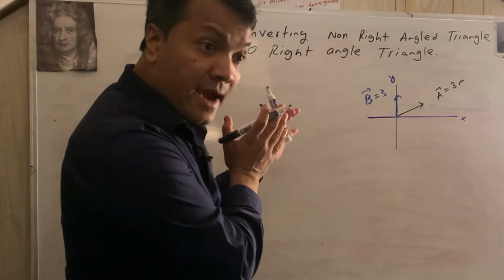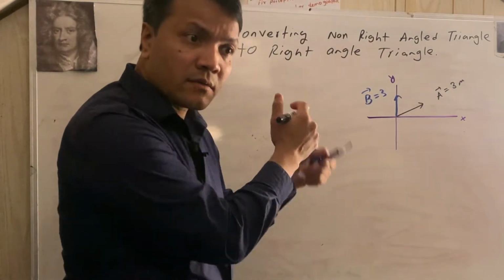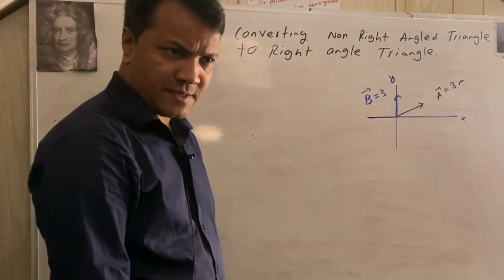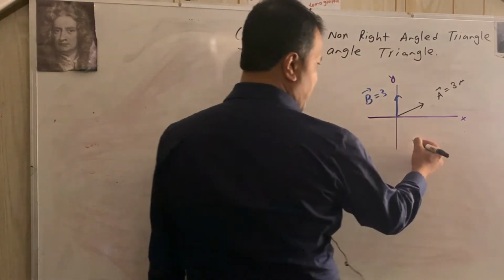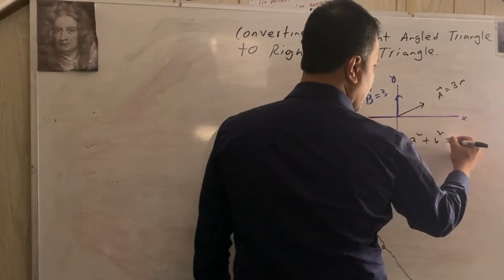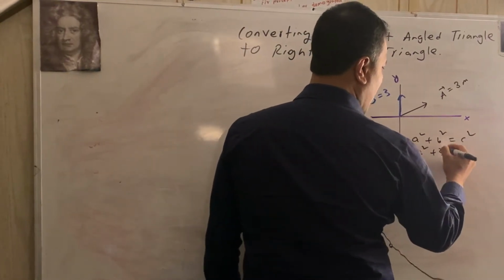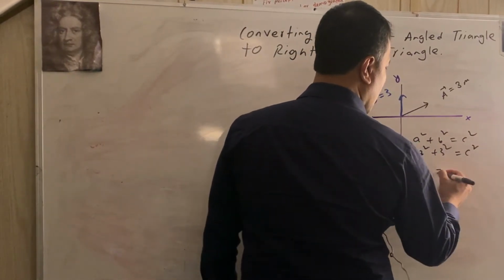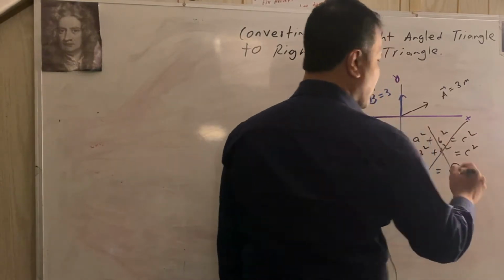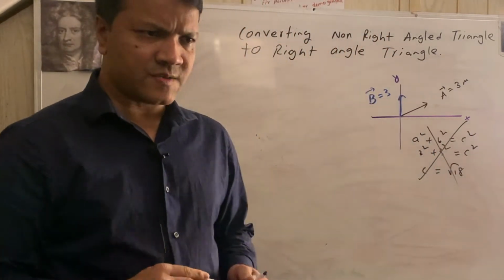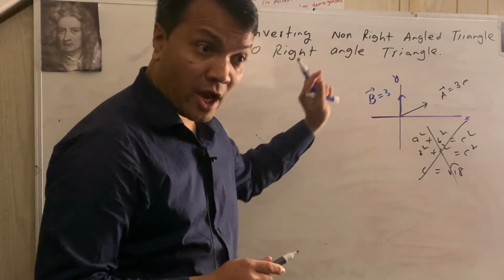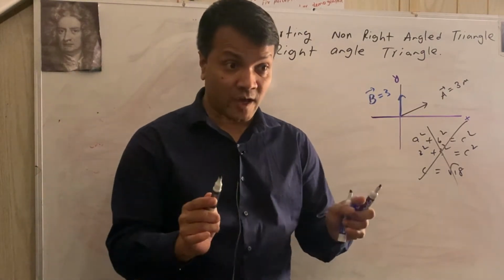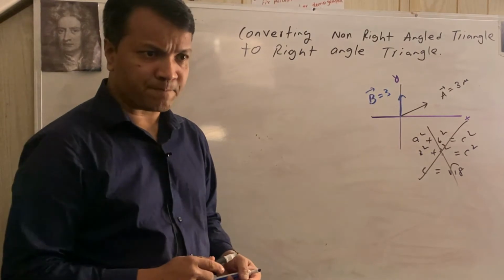why do I have to convert it to a right angle triangle first before I use the Pythagorean theorem? Because if I do use the Pythagorean theorem right now, then I will get the answer wrong. So this is garbage, completely garbage, because this is not a right angle triangle. If it is not a right angle triangle, you cannot use the Pythagorean theorem.